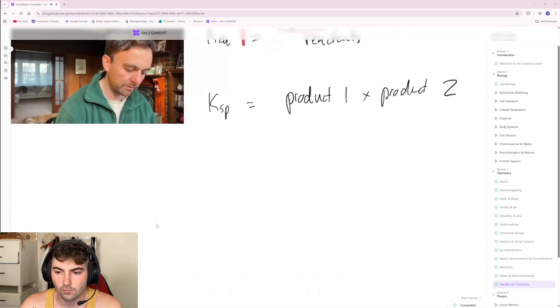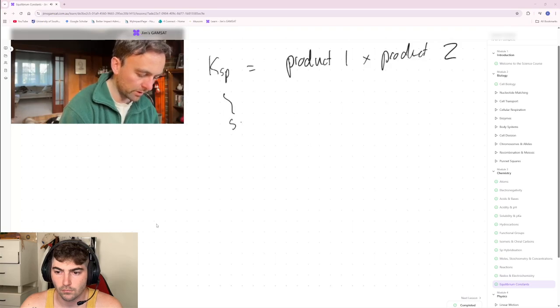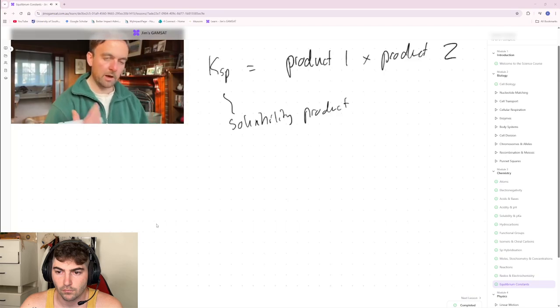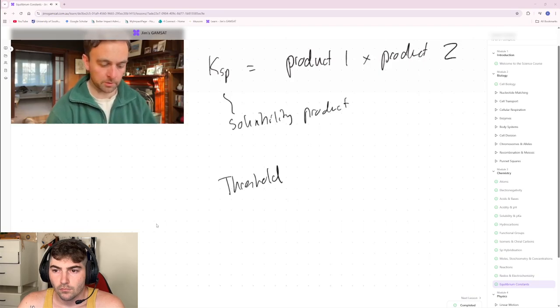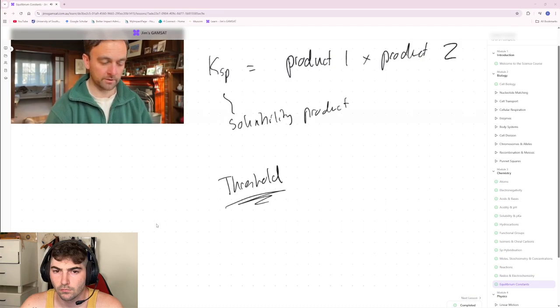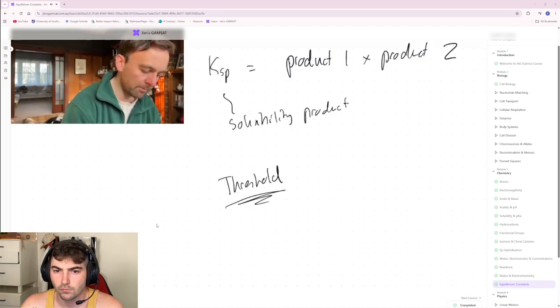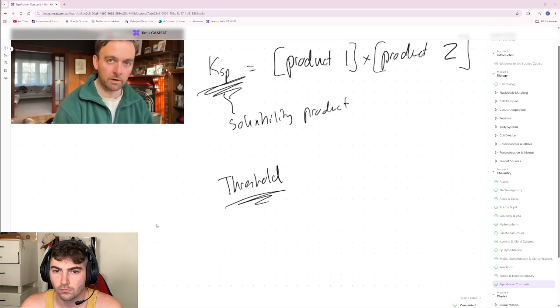The last one we want to focus on is KSP, and this is called the solubility product. Basically how I think of the solubility product is the threshold where things will remain soluble. Remember, solubility is just things being dissolved in the solution. So we just multiply together the two concentrations of the products. And remember, all these K values are set.